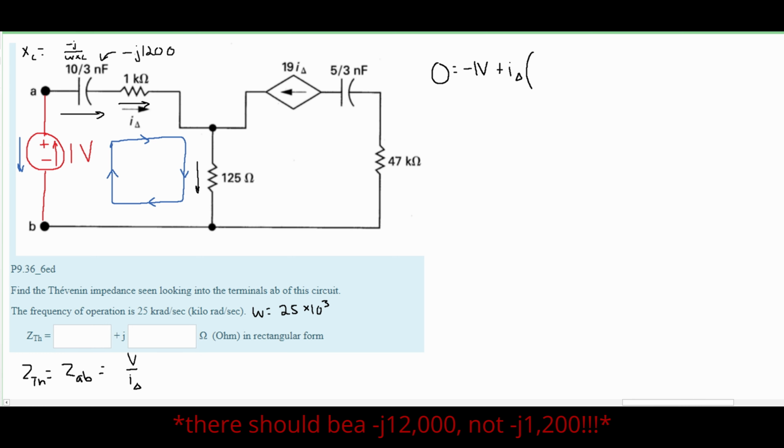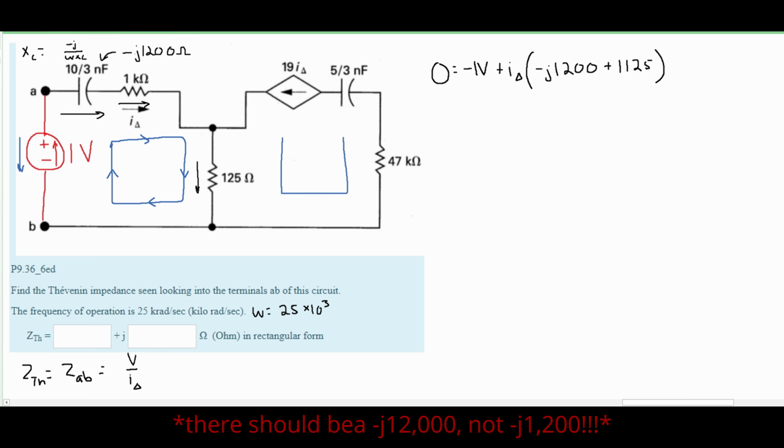When we add all these impedances together, we're going to have a negative j 1200, and then we have a 1 kilo ohm plus 125 ohms. We know that 1 kilo ohm is equivalent to 1000 ohms. So we're just going to have plus 1125. These are both in ohms. This is resistance, and our capacitance is in ohms. Any impedance is in ohms.